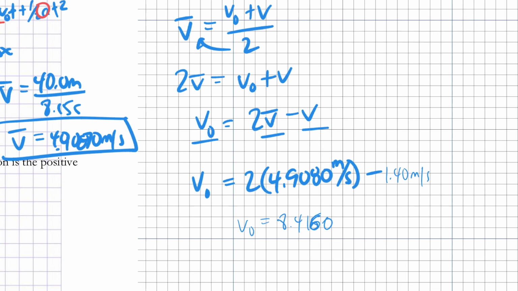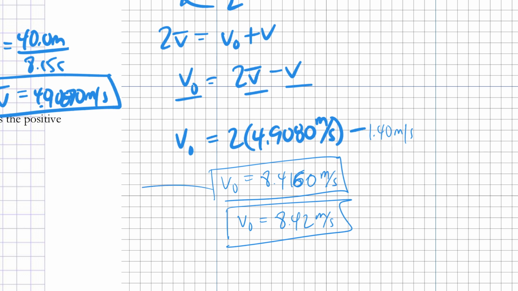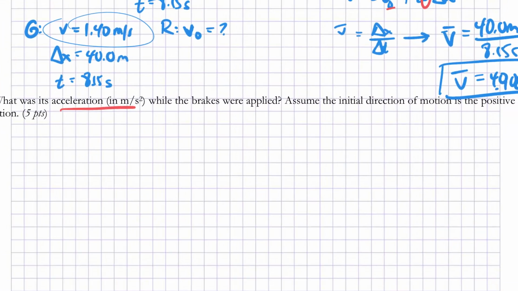Now because this is a test, we're going to want that in 3 sig figs. So the answer we're going to box off is 8.42 meters per second. We will keep this number right here for the next step should we need that information, because we want to keep 5 sig figs as we work through. But this is the answer that the test is asking for.